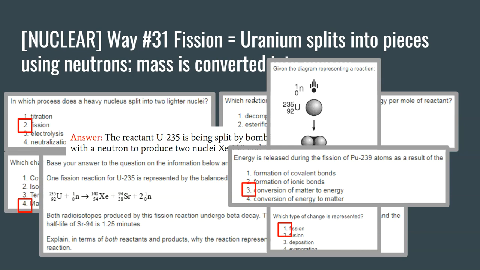Okay, remember, when you're thinking about fission, think about large, heavy atoms like uranium being split into pieces by being hit with a neutron to produce more stable nuclei. The mass is converted into large amounts of energy.